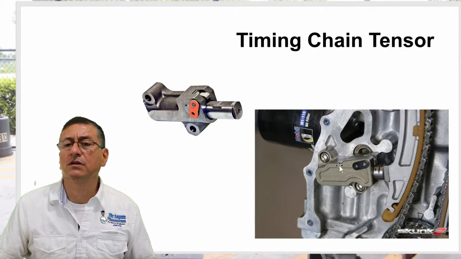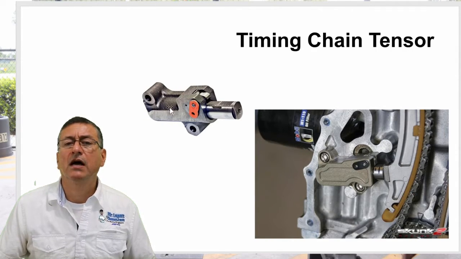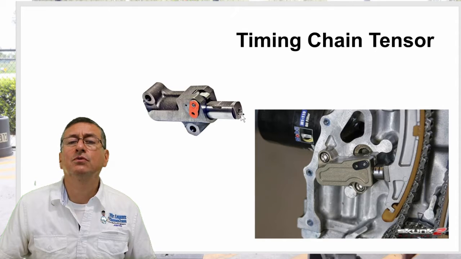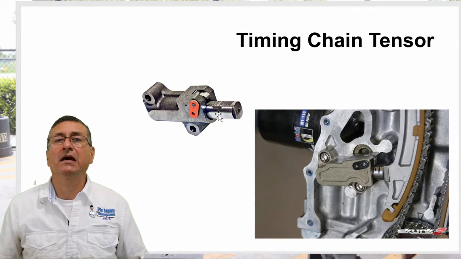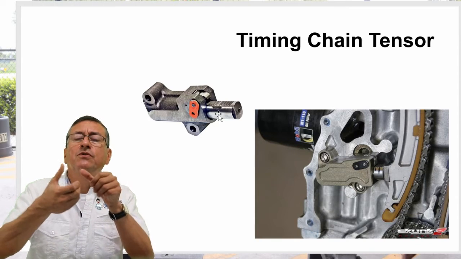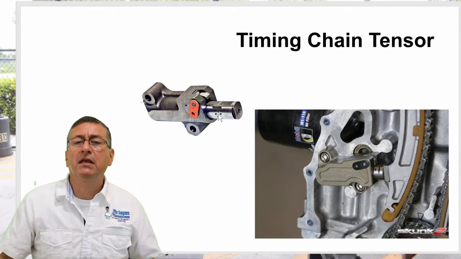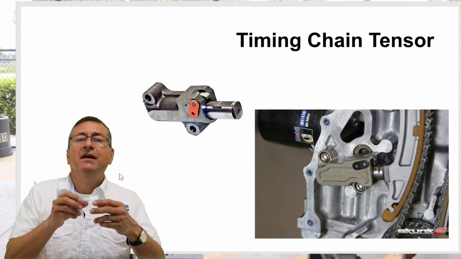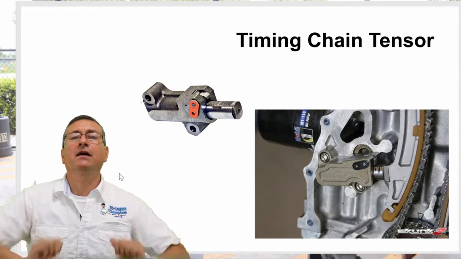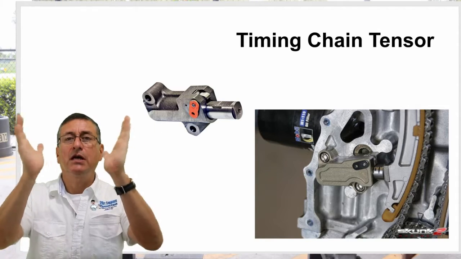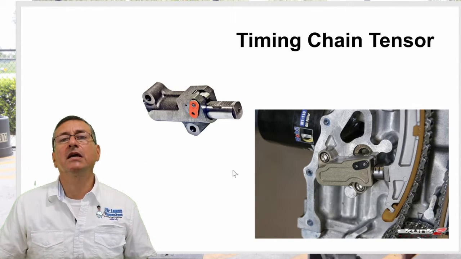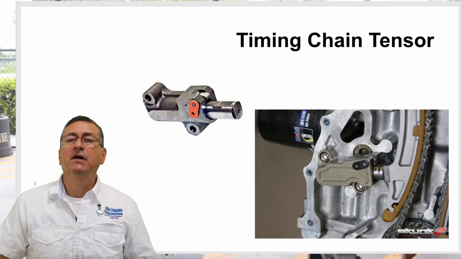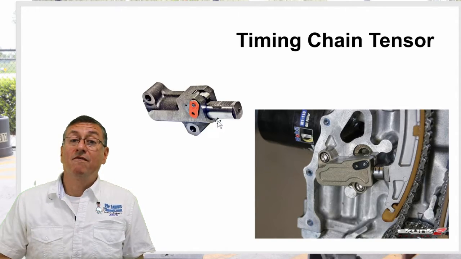This is the tensor. This is another example of the tensor. And the procedure to replace the tensor in the gasoline case, I am going to explain. You compress with your finger and you introduce a pin. The pin is located here. Okay, when you remove the pin, the tensor extends and compresses the chain against the gears, the gear of the crankshaft and the gear of the camshaft. This is a vital element.